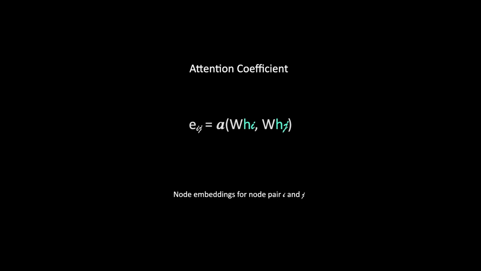In order to figure out the attention coefficient, the node embeddings are considered for each node pair I and J. These node embeddings are then transformed by passing them through a neural network layer, the learnable weight matrix. These transformed node embeddings are then passed through an attention mechanism that is responsible for computing the attention coefficient, which is then used in neighborhood aggregation and transformation. This attention mechanism is computed using a neural network with some other specific operations. We'll discuss that shortly.